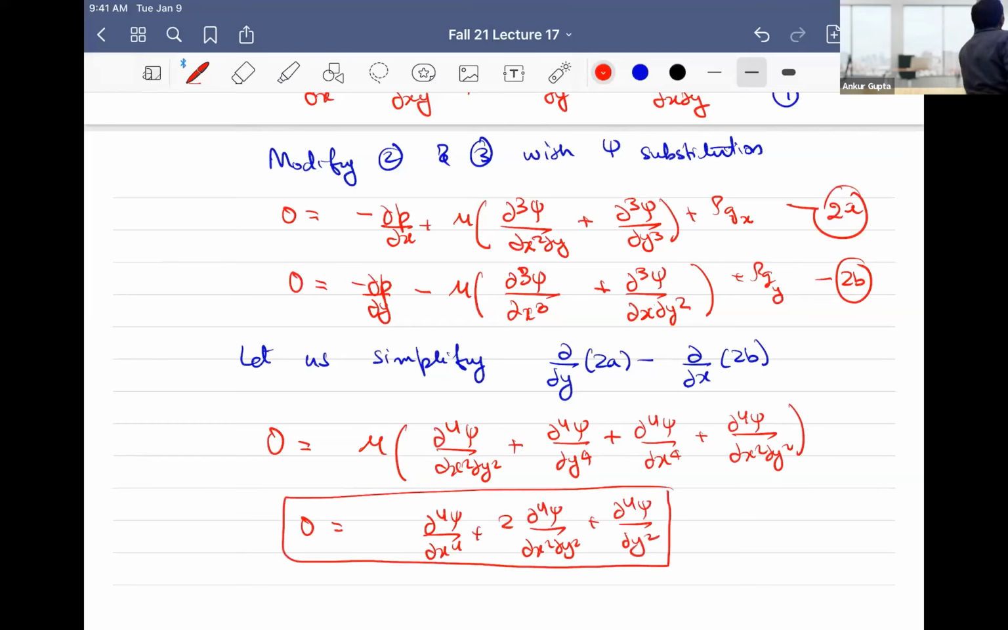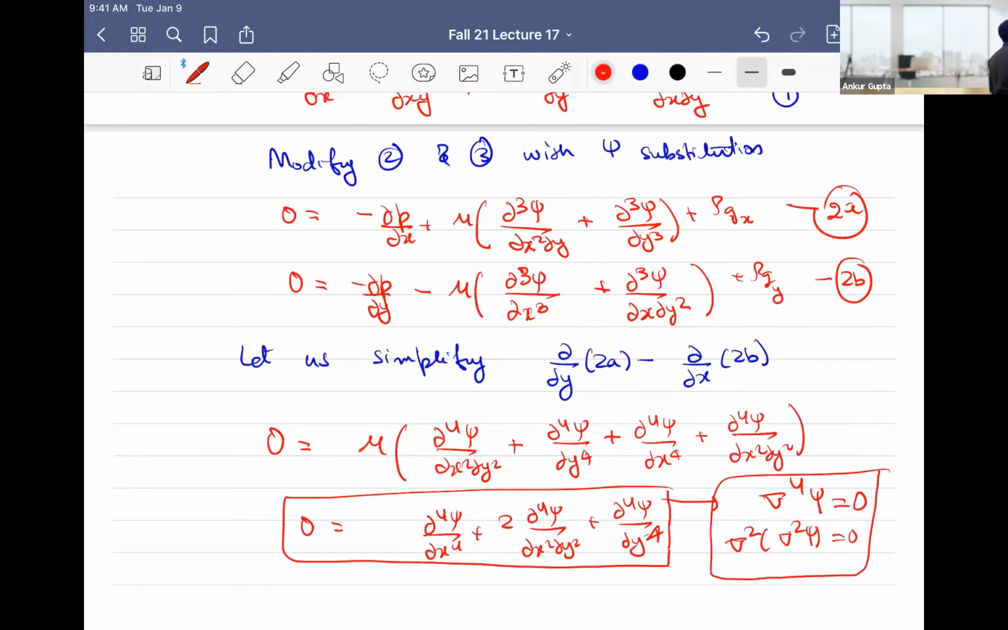Does it make sense? So all we have done is we have subtracted, with the negative sign. When you subtract, the mu term in 2b will become plus. So all of these terms get added, and we get a fourth derivative with y, not second derivative, the fourth derivative with y here. And then we have a 2 del 4 psi by del x square del y square. Okay. And this is basically known as del 4 psi is equal to 0, or del square of del square psi is equal to 0 in vector form.